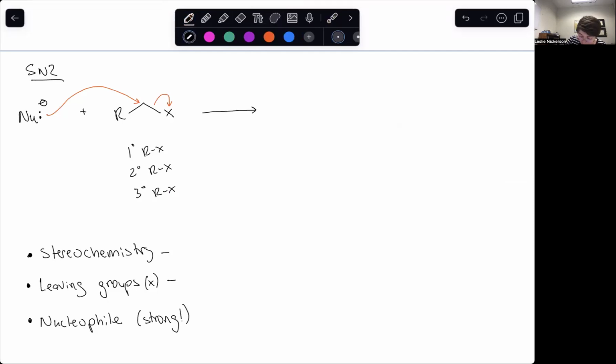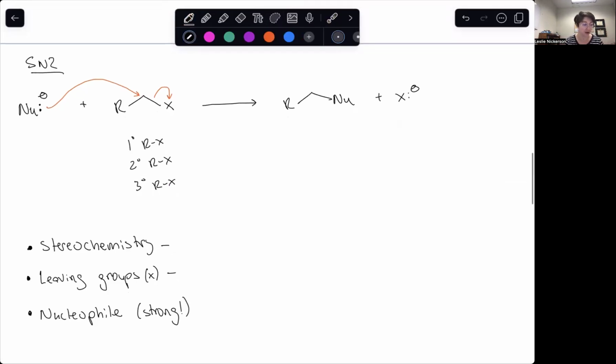So that's going to get me to my new product. And then my leaving group as an anion. Okay, and generally, yes, it's going to be kind of in a salt form with whatever other counter ion you had. That's totally fine. Like I said, here I don't really care too much about the counter ions, so we can kind of skip it if you don't want to deal with where it's all going.